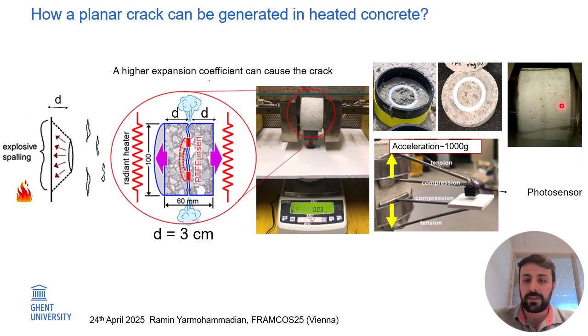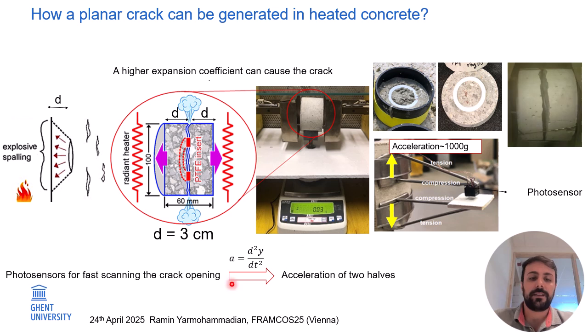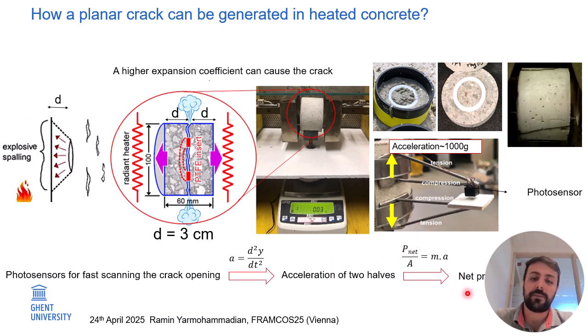So as you see, this is the first spalling test that we could get. Then we installed photosensors to see the displacement of each splinter. Taking the second derivative of that displacement, we could understand the acceleration, and from the acceleration we can investigate the pressure inside the crack. And out of the test we could conclude that the pressure at which the acceleration occurs is very close to the saturation pressure at that temperature in concrete.